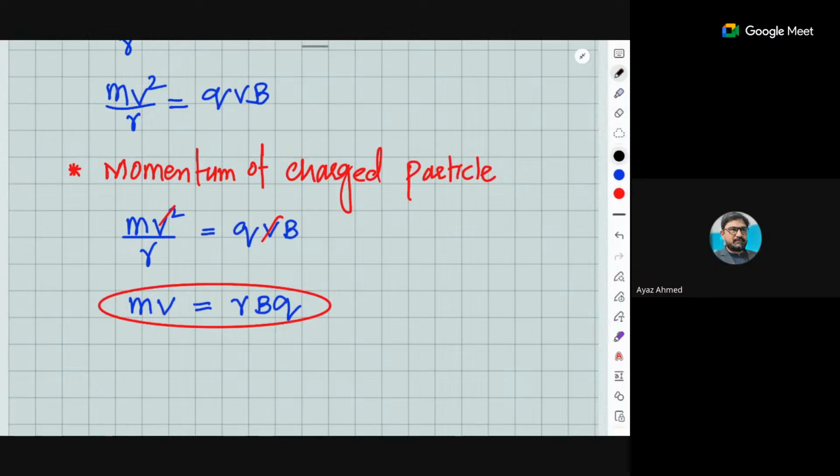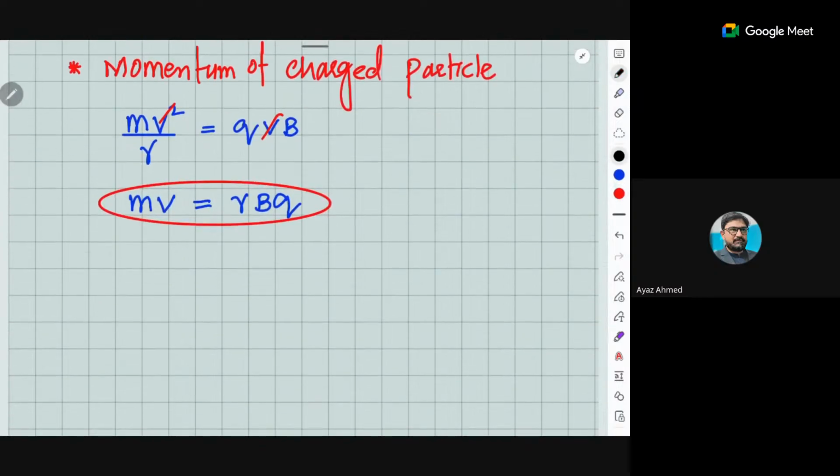The next part you want to calculate: simply, the momentum of the charged particle is directly proportional to r, B and q. But the most important thing from here is the deflection of the charged particle, the charge to mass ratio of the particle. What is the most important from all? Charge to mass ratio.